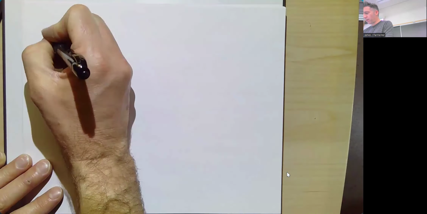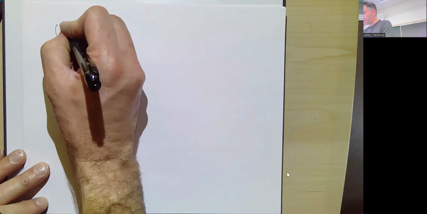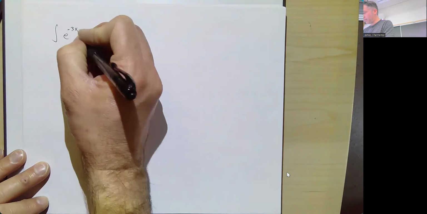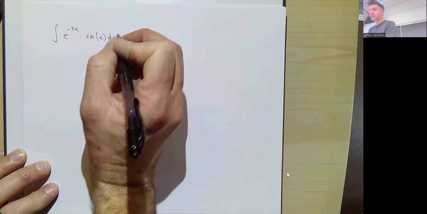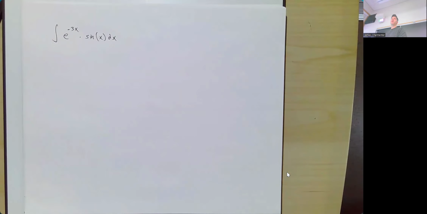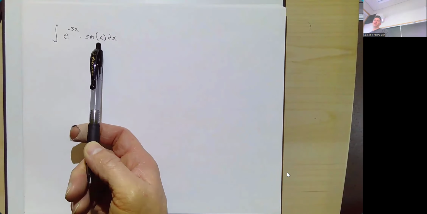Let's try the integral of e to the negative 3x times sine of x. Let's not get too crazy here, James, just sine of x. These problems get more challenging when you have a coefficient on x here and a coefficient on x here, the fractions get kind of gross.